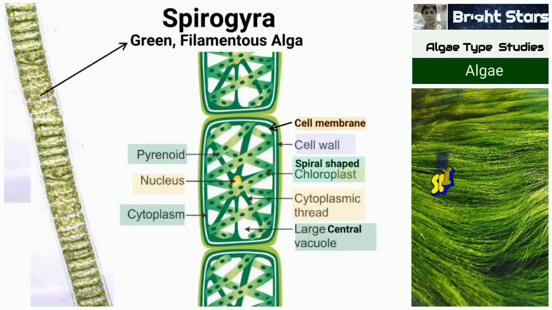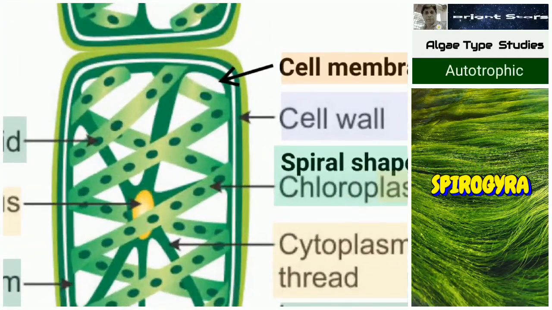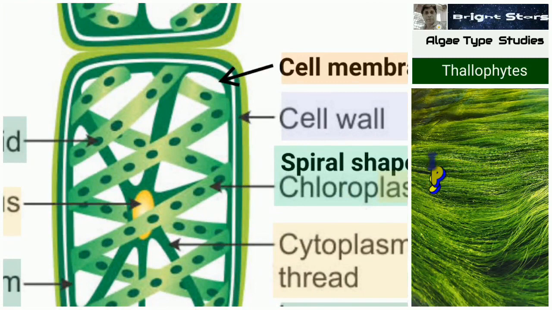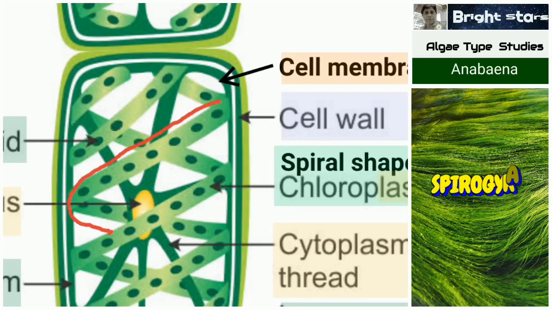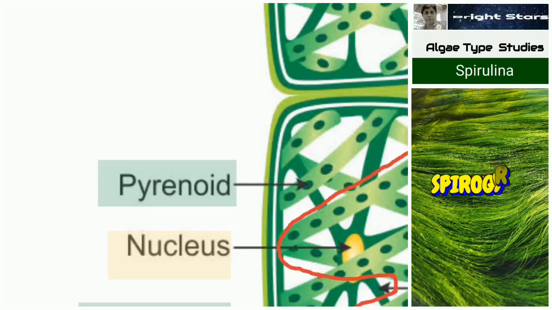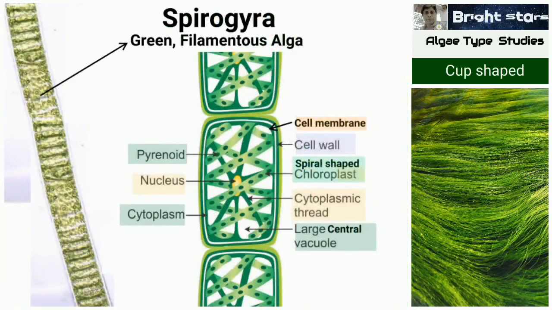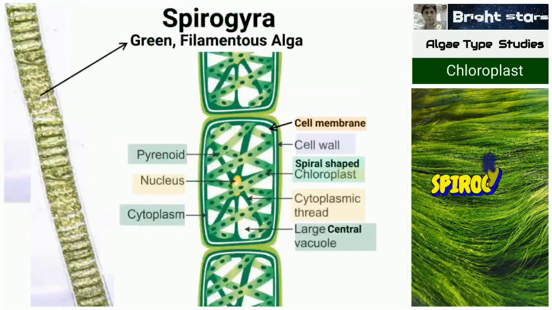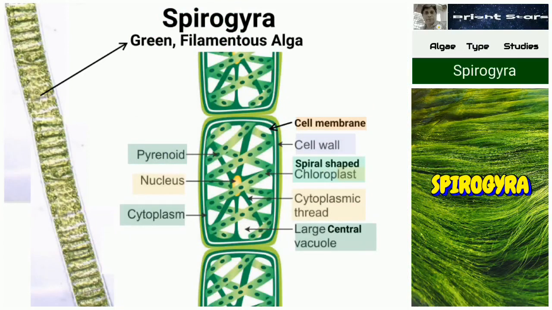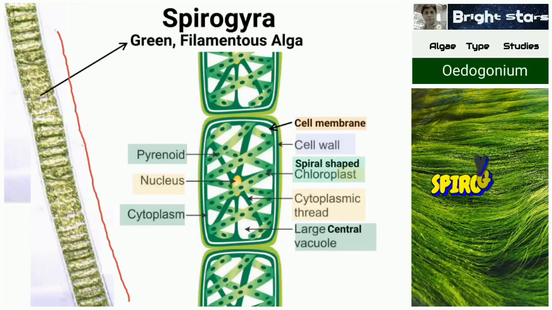Here you can see Spirogyra. The name Spirogyra comes from spiral, because here the chloroplasts are spirally arranged. That's why we call it Spirogyra. It consists of a filament structure. You can see here a long filament is present. A hair-like long structure is called a filament.